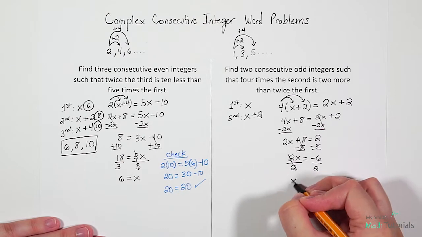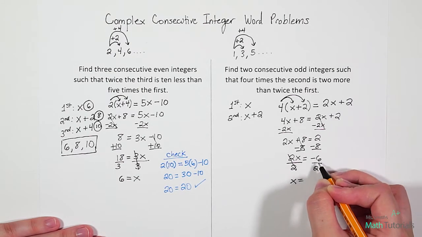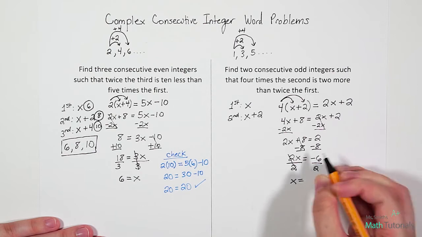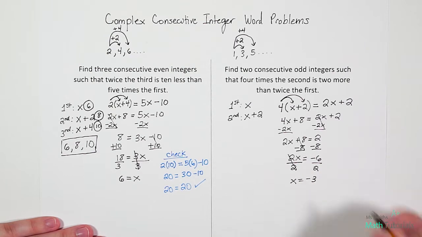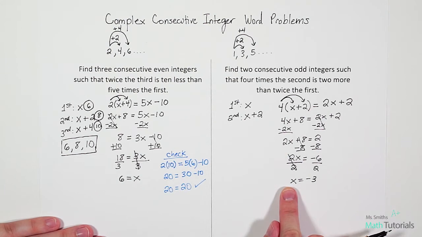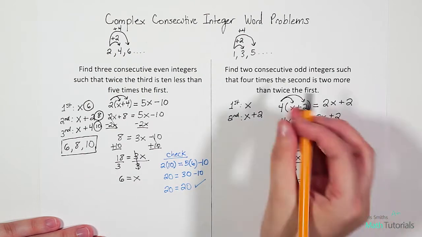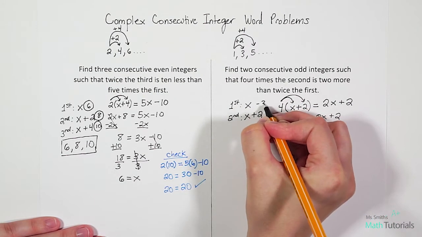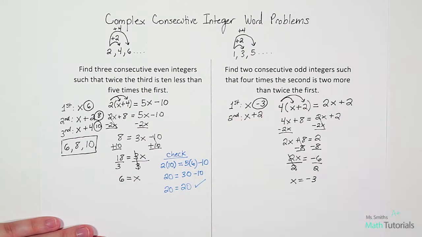So we've got x equals, now negative 6 divided by 2. That would give me a negative 3. Now remember, it's okay to have negative numbers. Negatives are integers. As long as they're whole numbers, we're good. So we know the first number now, right? x is negative 3. The first number was x, so the first number is negative 3.